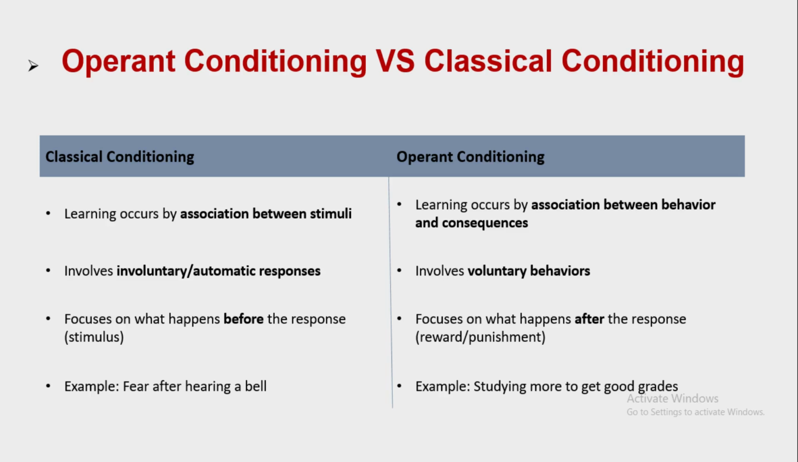In classical conditioning, it involves involuntary automatic responses. In operant conditioning, it involves voluntary behaviors. Classical conditioning focuses on what happens before the response, such as the stimulus. Operant conditioning focuses on what happens after the response, which is the reward or the punishment. For example, in classical conditioning, fear after hearing a bell. An operant conditioning example is studying more to get good grades.